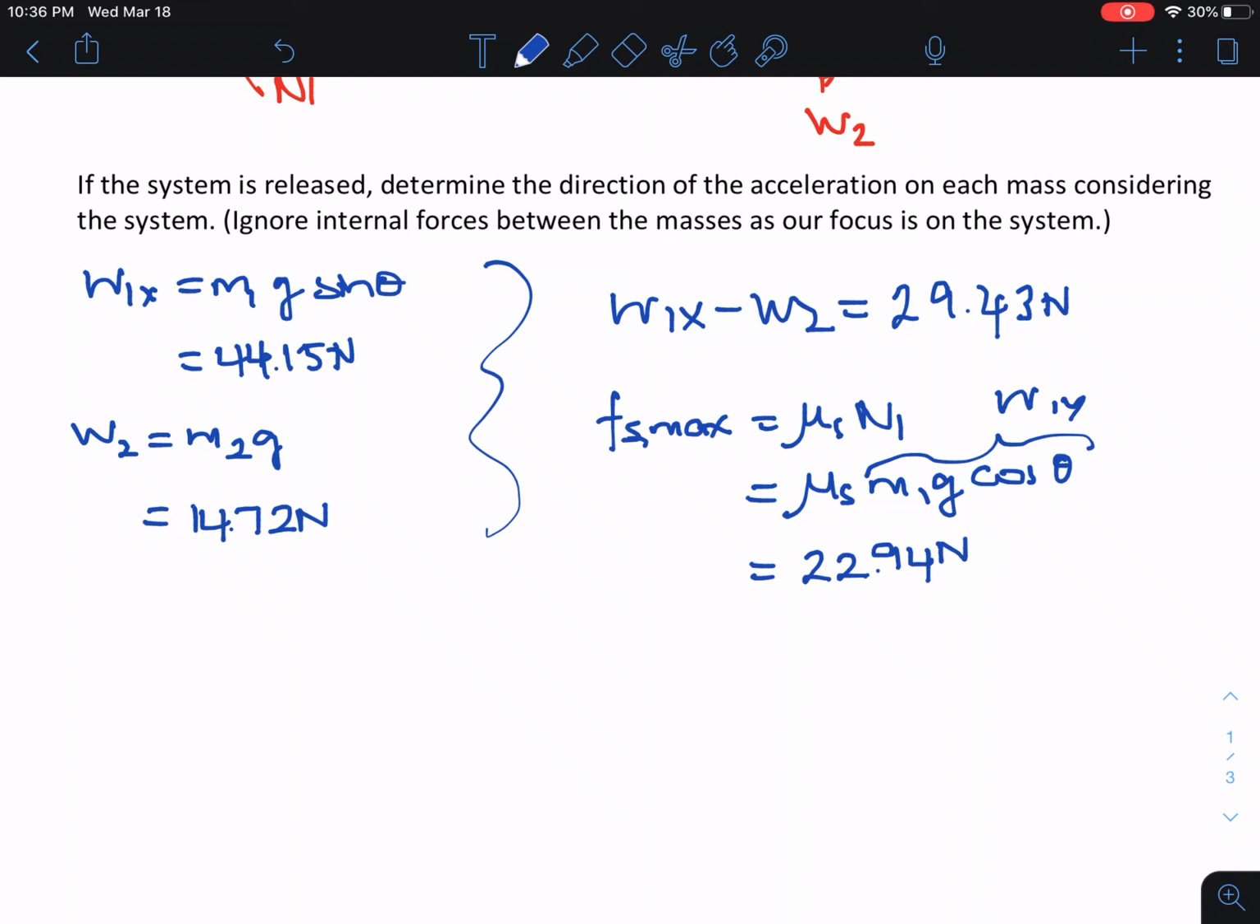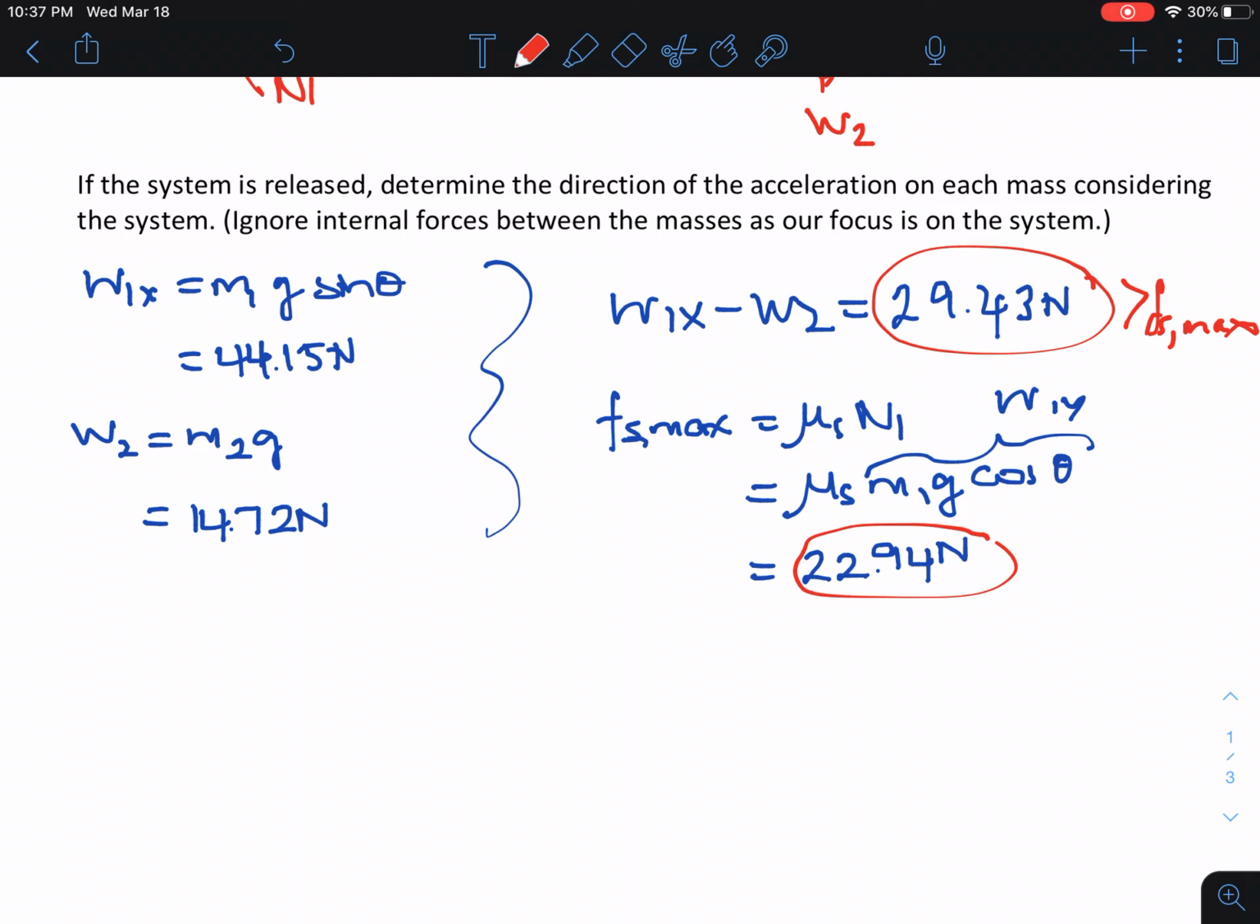So what I do next is I compare the difference between those horizontal components, or those x components, with the maximum static friction. This time, this is larger than the maximum static friction. What does that mean now? In the previous problem, it was slightly less, right? So it couldn't even move. Now there's enough force to overcome the friction and even accelerate.